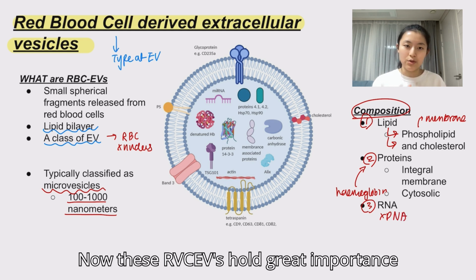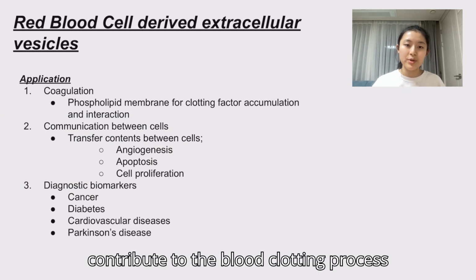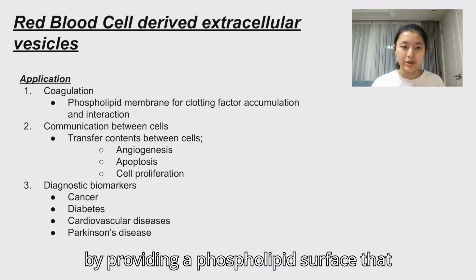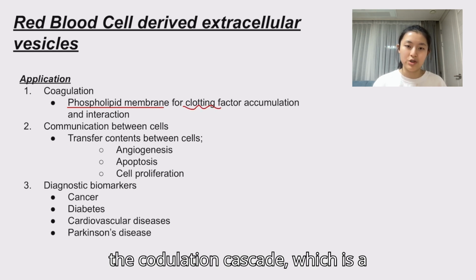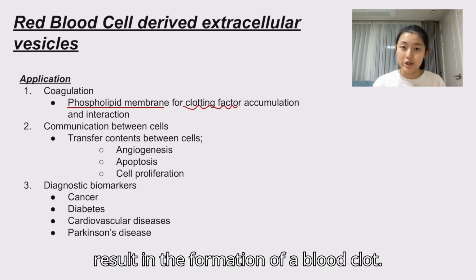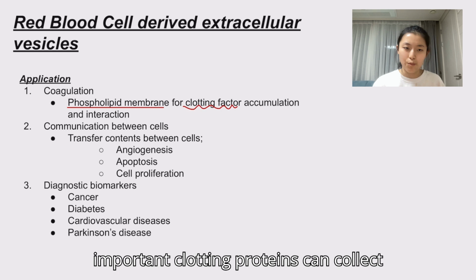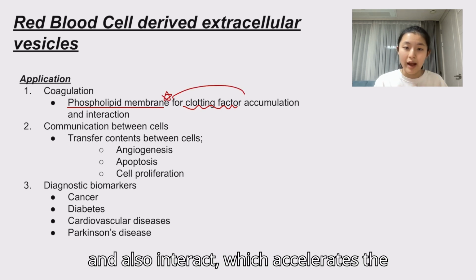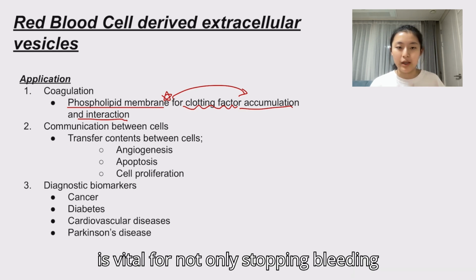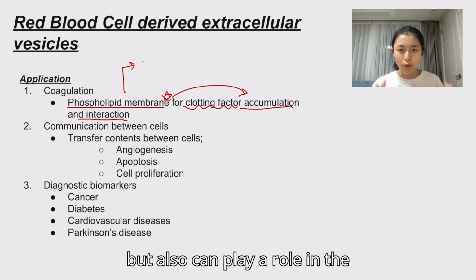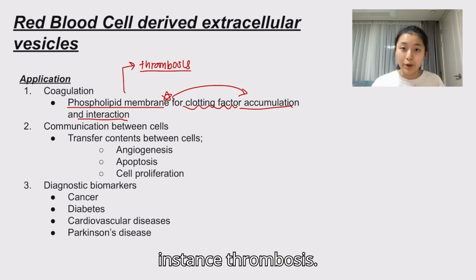Now, these RBC EVs hold great importance in a range of areas, such as, for instance, coagulation. These RBC EVs contribute to the blood clotting process by providing a phospholipid surface that can support the assembly of clotting factors. These factors are crucial for the coagulation cascade, which is a sequence of processes that ultimately result in the formation of a blood clot. Now, the phospholipids on the surface of the RBC EVs offer a platform where important clotting proteins can collect and also interact, which accelerates the formation of the clots. Now, this function is vital for not only stopping bleeding and initiating the wound healing process, but also it can play a role in pathological conditions where clot formation becomes excessive, such as, for instance, thrombosis.